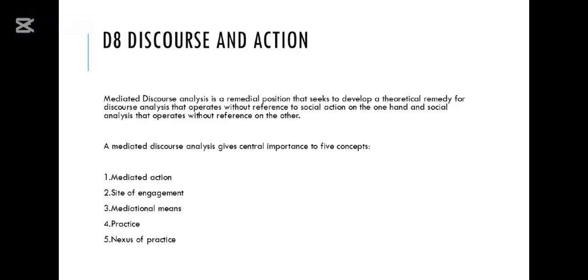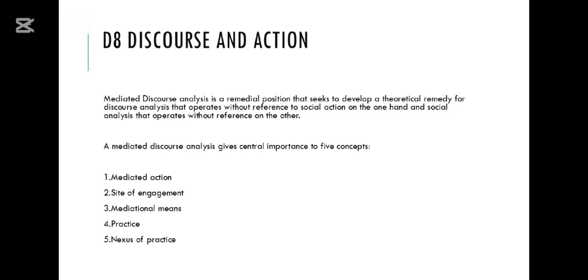Next, discourse and action. Mediated discourse analysis is a remedial position that seeks to develop a theoretical remedy for discourse analysis that operates without reference to social action on the one hand, and social analysis that operates without reference to discourse on the other.